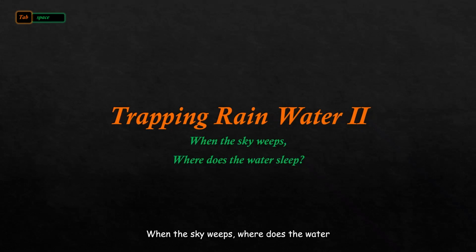When the sky weeps, where does the water slip? Between the walls so high, the ponds of rain lie. Today, we explore this poetic mystery in the world of algorithms: Trapping Rainwater II.